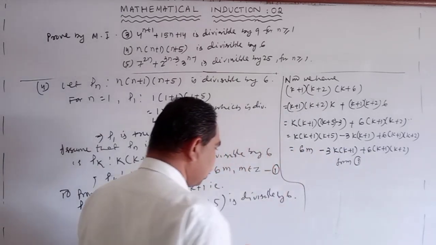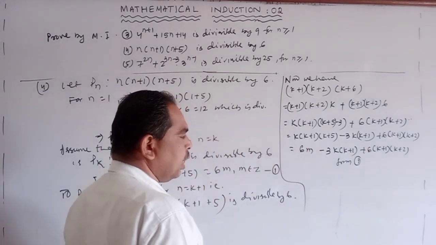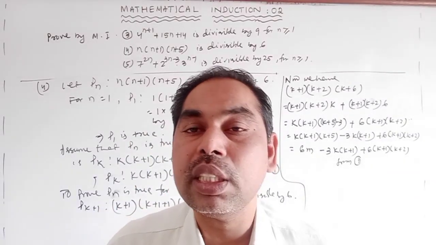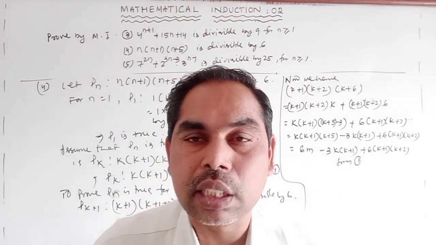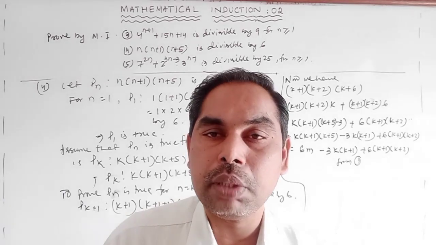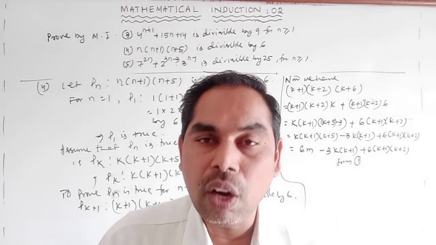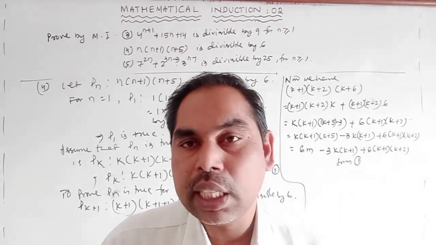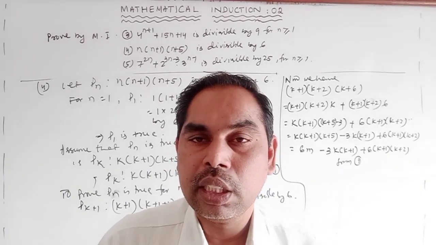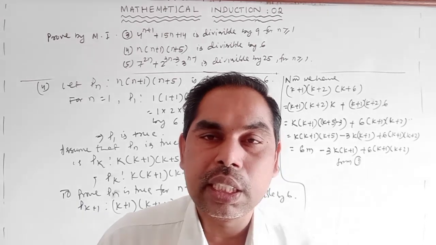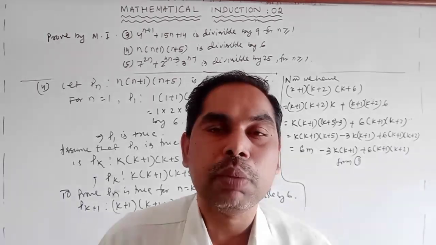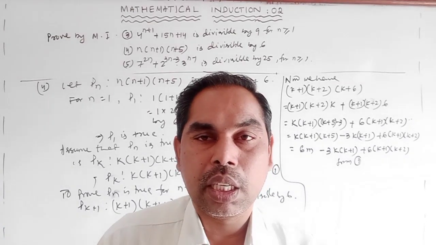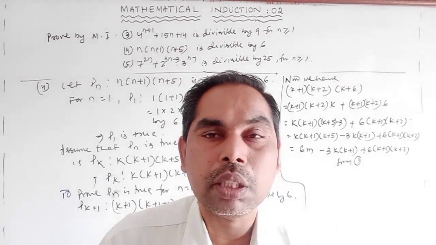Okay, from 1. k into k plus 1, k and k plus 1 are two consecutive integers. If one is odd, then the other one is even. If k is odd, then k plus 1 is even. Suppose k is even, then k plus 1 is odd. The product of two consecutive numbers is divisible by 2.